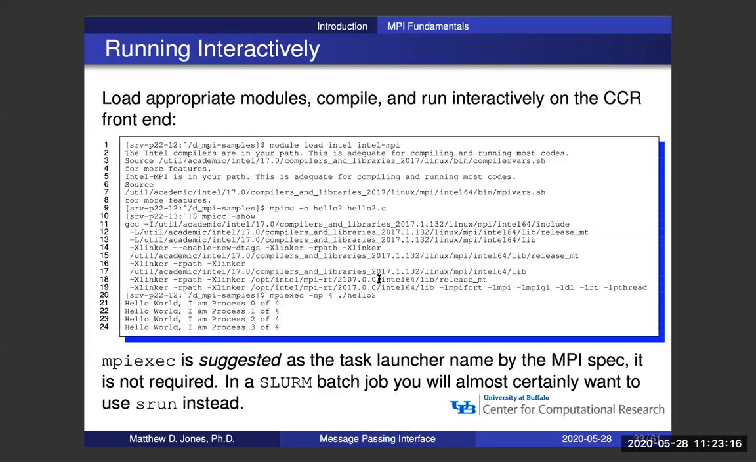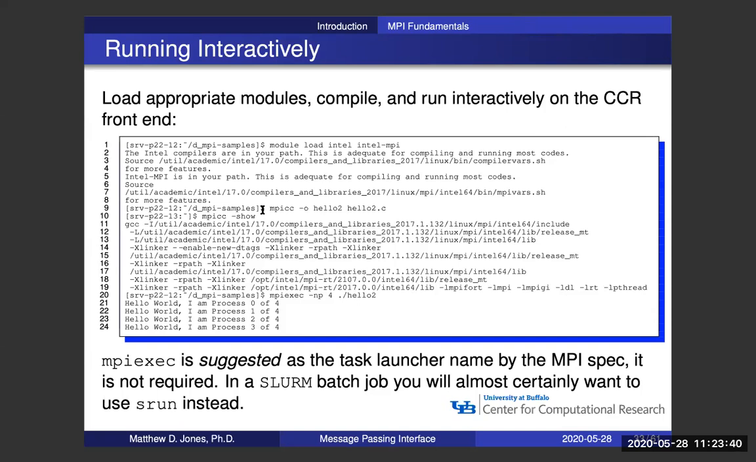So what does it look like when we actually try and run our hello world program here? Well, first we have to load the necessary modules. So we do a module load on the first line here, module load intel-mpi. We get a little bit of feedback from the module system if we want to source the files necessary to do some more advanced features, but we don't actually need to do that for this example.